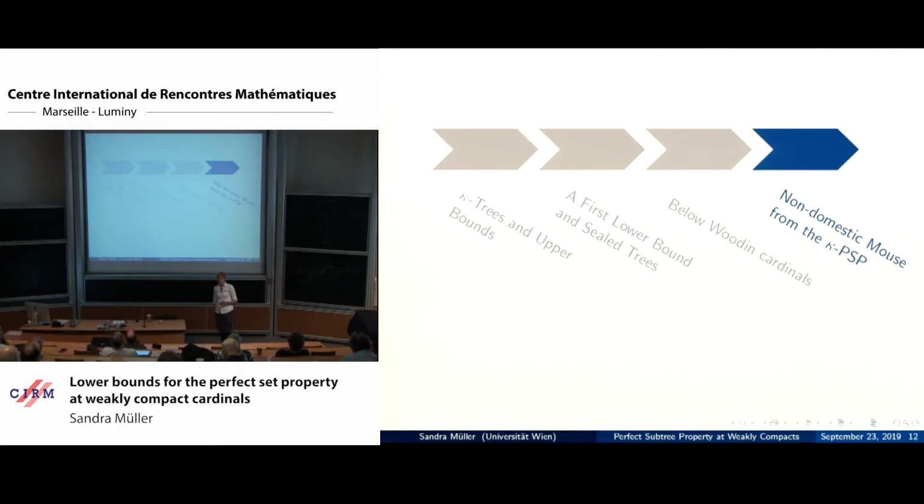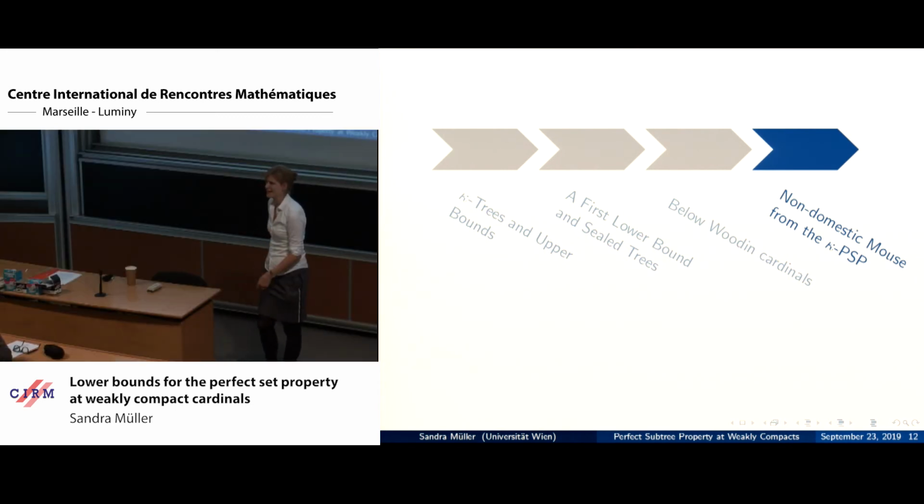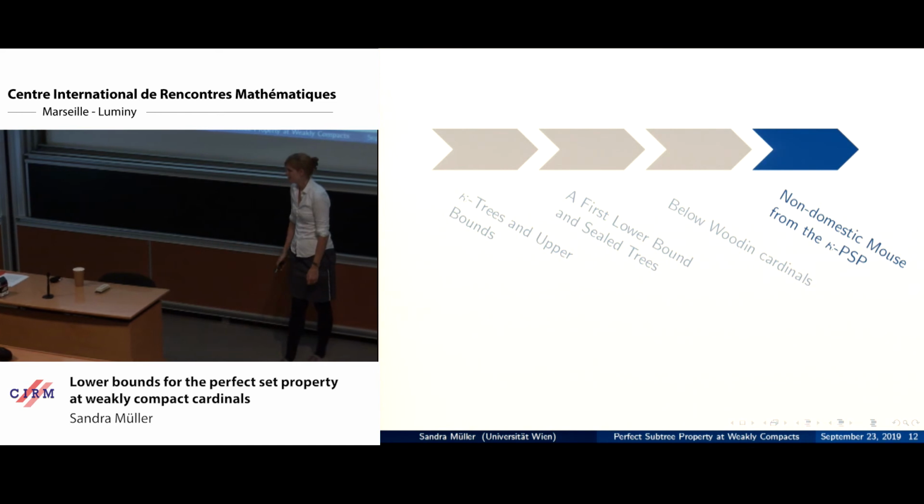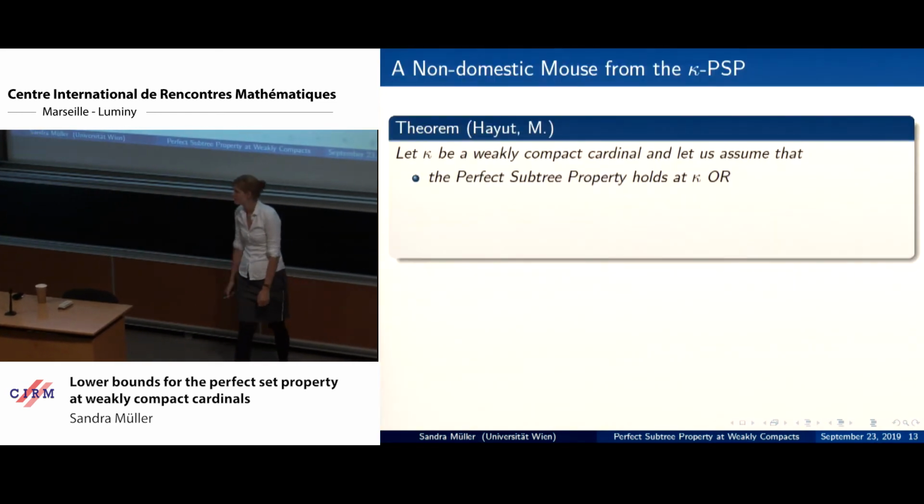But the interesting thing is now, okay, what happens with the lower bound? So the upper bound is still very high. We have our supercompact and inaccessible above. The good thing is, previously the lower bound was a Woodin cardinal. If we ask for this, we actually go well past the Woodin cardinal. And what we can get is a non-domestic mouse. So I will say what that is in a second.